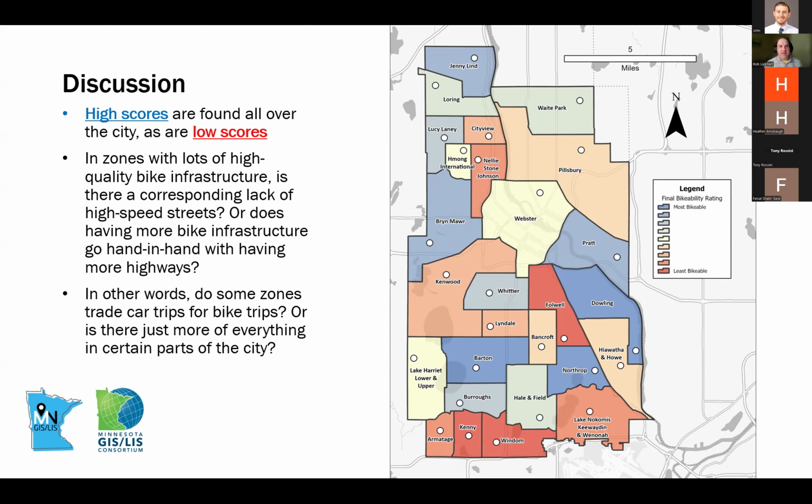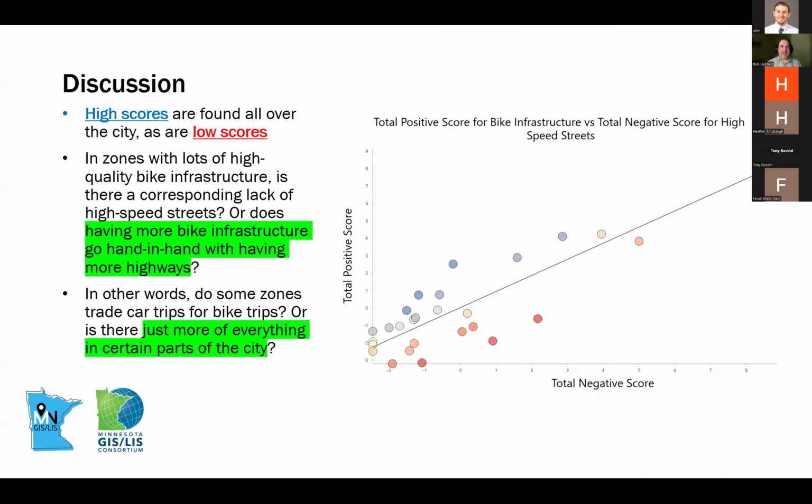In other words, are there some zones where people trade car trips for bike trips? Essentially, well, there's no cars here, it's all bikes. Or there's all bikes here, it's no cars. Or conversely, are there some parts of the city where there's just more of everything? Some parts have more car infrastructure and more bike infrastructure. The other parts have less car infrastructure and less bike infrastructure. I looked closely at my results and found out that it's very clear that the parts of the city that have more stuff just have more stuff. So I'll try to tell you how I came to that conclusion as we move towards our wrap up here.